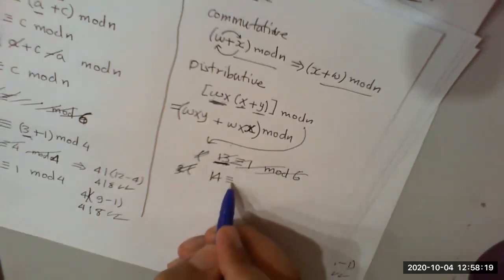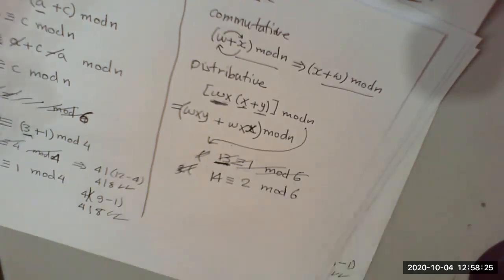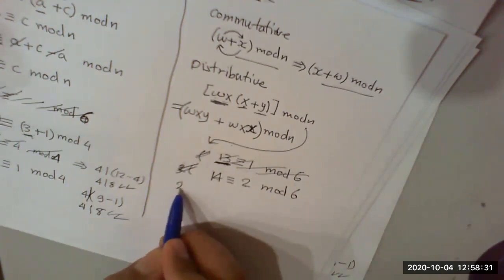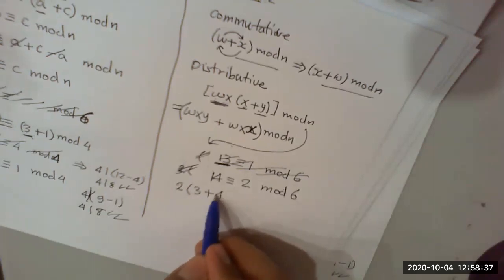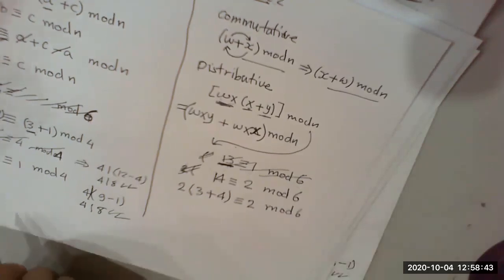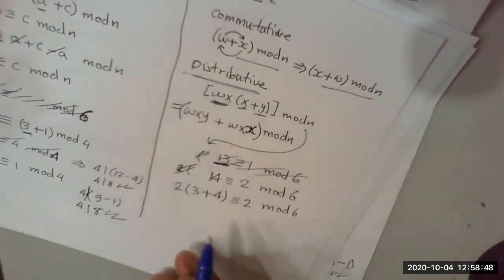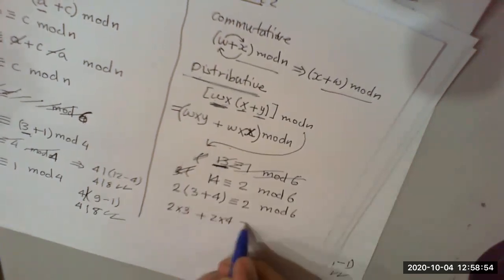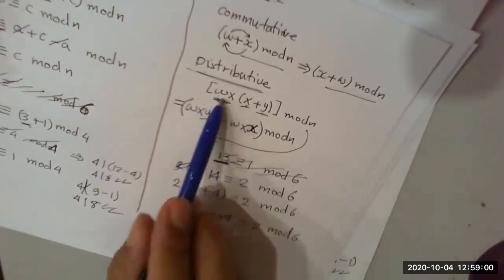Okay, let's try 14 is congruent with 2 mod 6. And we can have now 2 multiplied by 3 plus 4 is congruent with 2 mod 6. I can distribute, this is distributive. Distribute 2 to both sides, so I have 2 multiplied by 3 plus 2 multiplied by 4 is congruent with 2 mod 6. That's what is said in this property.